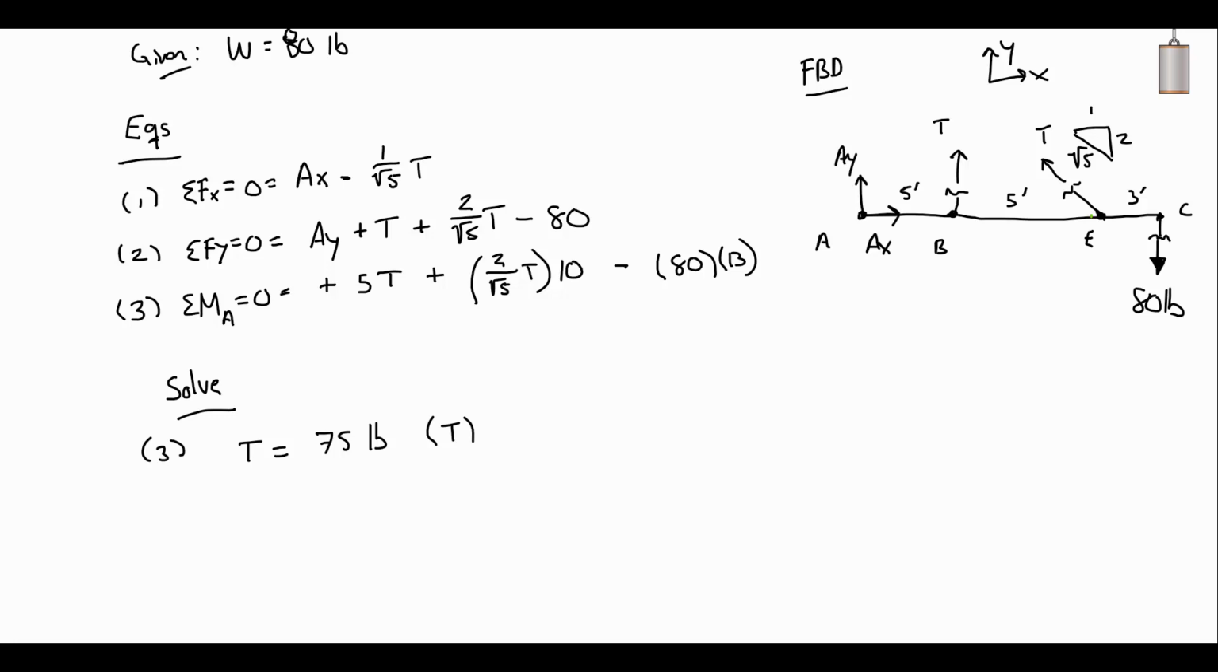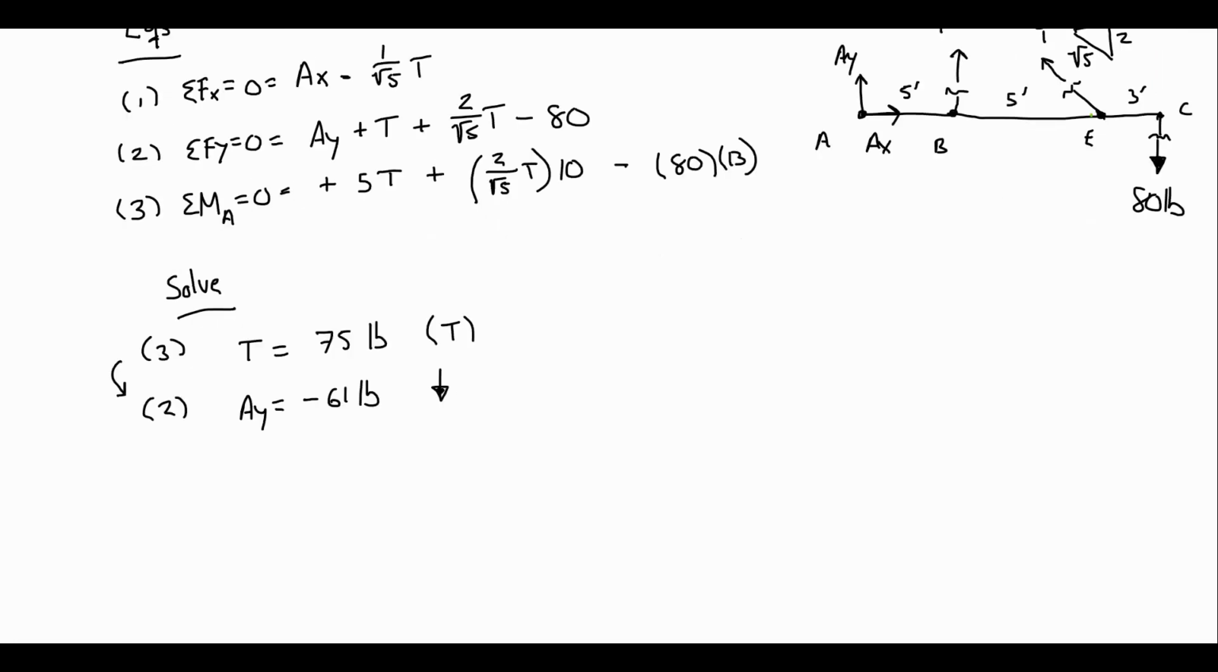If I take this result and go to equation 2, I have Ay and T, but now I know T is positive 75, so Ay is now easily solvable. And Ay, I get negative 61 pounds. I assumed it was up, it was negative, so that means it's actually pointing down on this object.